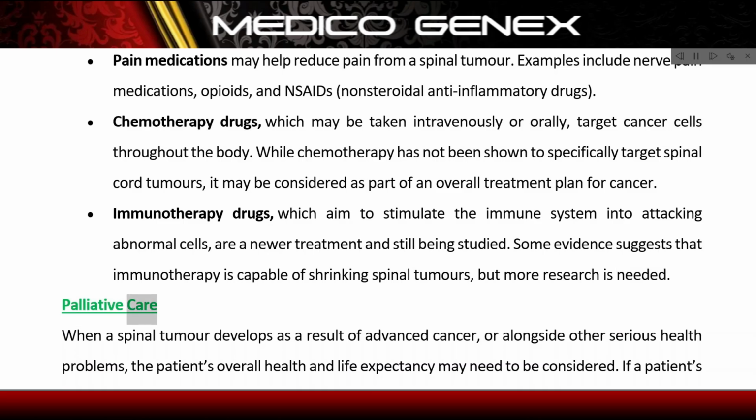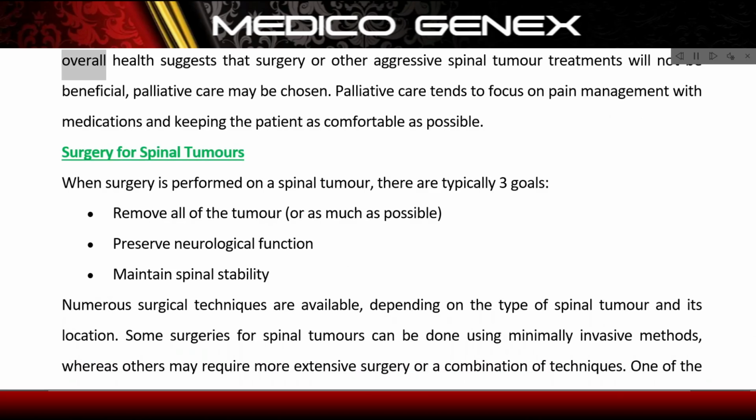Palliative care. When a spinal tumor develops as a result of advanced cancer, or alongside other serious health problems, the patient's overall health and life expectancy may need to be considered. If a patient's overall health suggests that surgery or other aggressive spinal tumor treatments will not be beneficial, palliative care may be chosen. Palliative care tends to focus on pain management with medications and keeping the patient as comfortable as possible. Surgery for spinal tumors.